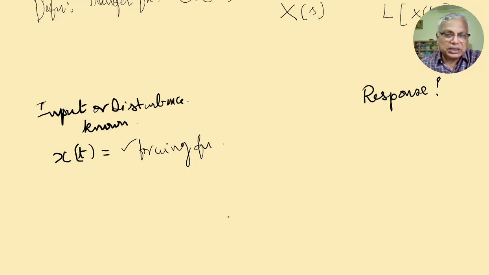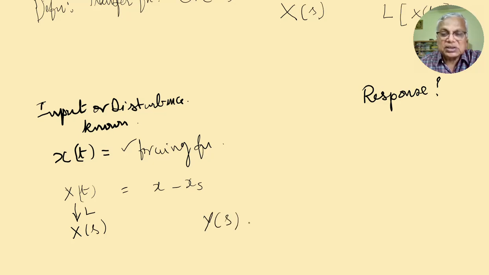Then find the deviation variable. Next, capital X, you find capital X is x minus x's. Take the Laplace transform, you get X(s). Then multiply this X(s) by G(s). G(s) is the transfer function. Then get Y(s) equal to X(s) into G(s). Then find the Laplace inverse of this Y(s).